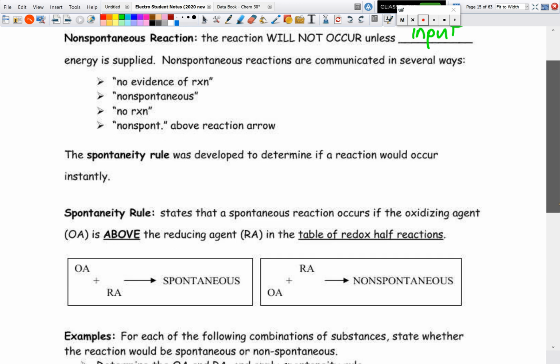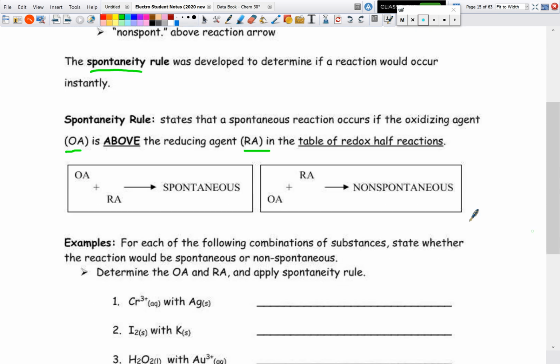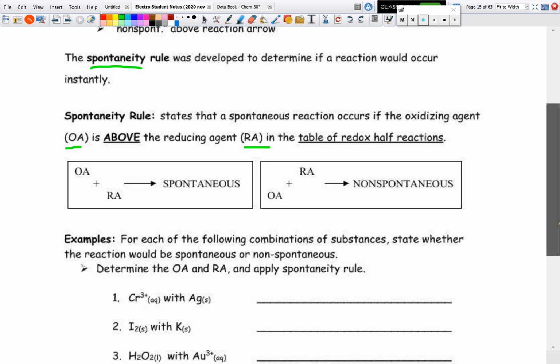So in order to predict if something was a spontaneous reaction or not, we're going to use the spontaneity rule. And this was developed with our table. The spontaneity rule states that a spontaneous reaction occurs if the oxidizing agent, the OA, is above the reducing agent, the RA, in our table of redox half reactions. So as long as the oxidizing agent is above the reducing agent, we have a spontaneous reaction. If the oxidizing agent is below the reducing agent on our table, it's non-spontaneous.